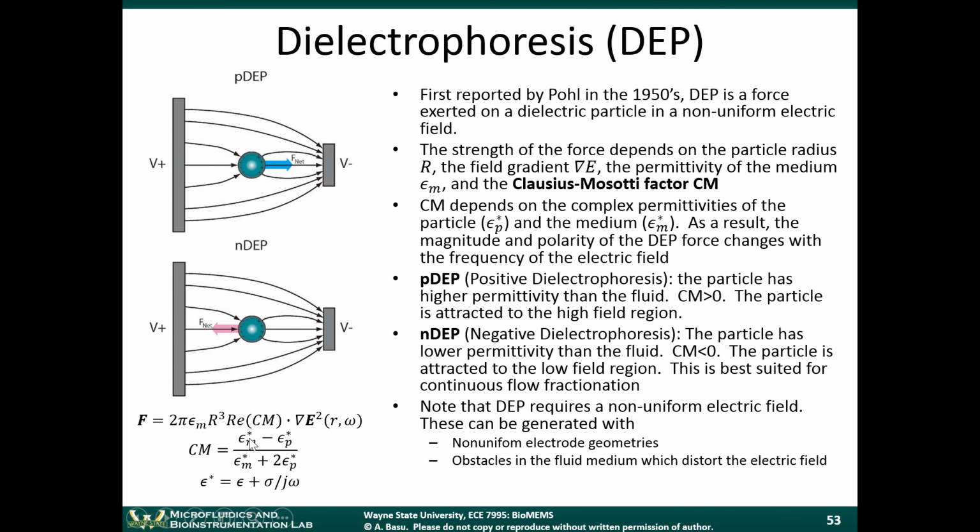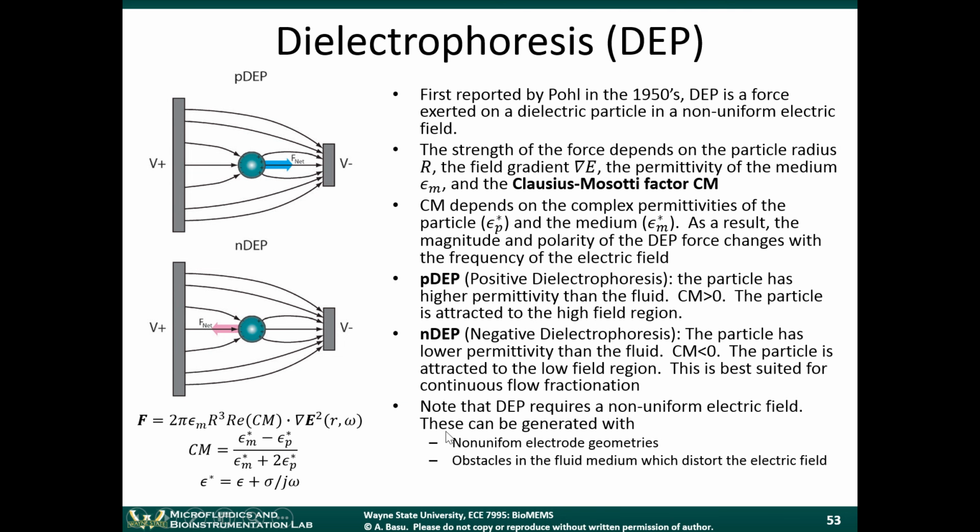This is the dielectric constant of the medium minus the dielectric constant of the particle, divided by EM plus 2 times EP. So depending on the magnitudes of the dielectric constants, you'll get either a positive DEP force, where the particle is attracted to the high field regions, or a negative DEP force, where the particle is attracted to the low field regions. So that's what these two are here. Positive dielectrophoresis happens when the Clausius-Mossotti factor is greater than 0.